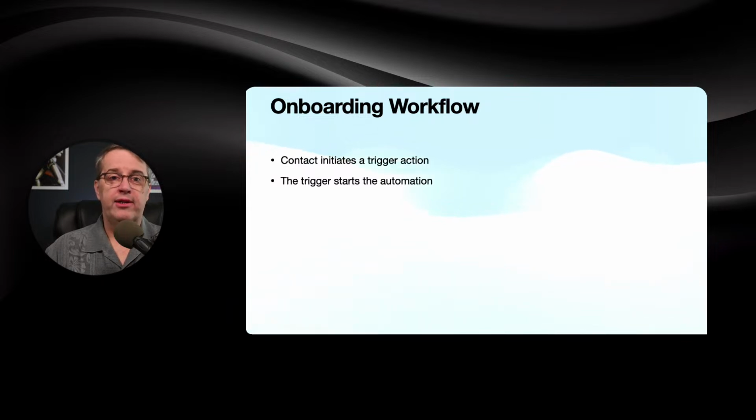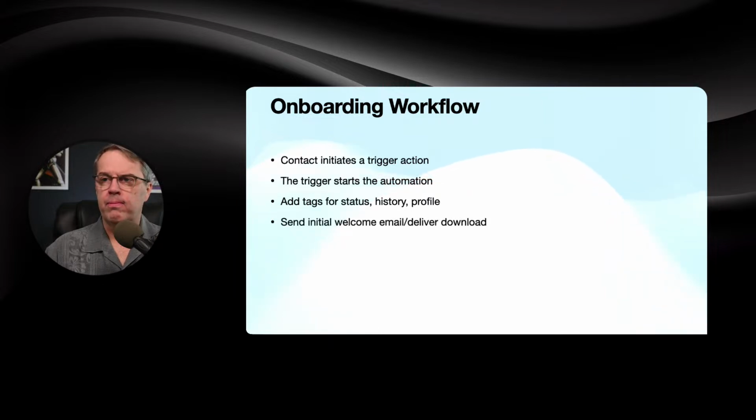First thing I want to do after that is make sure they don't get added again. So for example, if I'm using a tag to start the automation, after the automation starts, the first thing I do is remove that tag, because they don't need it anymore. It's served its purpose. So you add tags for status, for history, for profile, and as I also mentioned, a source. That could be some of your profile information. You want to know, how did they get started here? What is their status within the workflow of this automation? So the first thing I do, if I'm onboarding somebody to my email list for the first time, I'm going to send them a welcome email. And if they're expecting a PDF or something else, I'm going to deliver that to them.